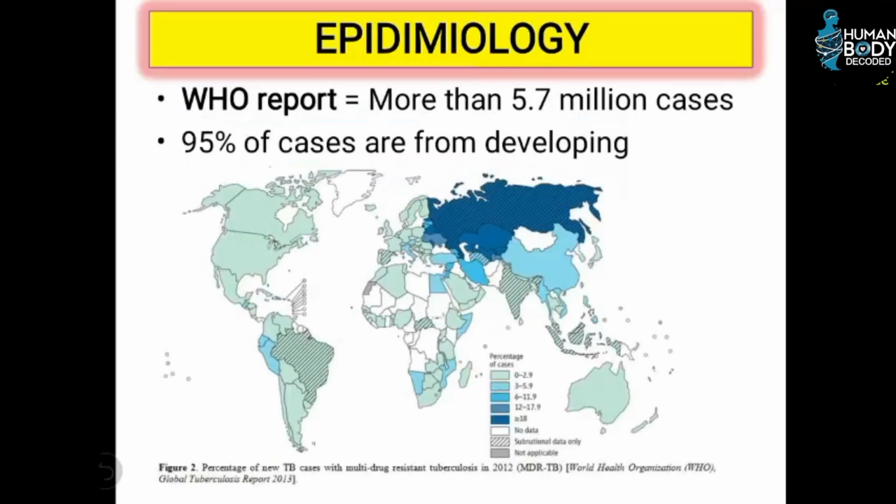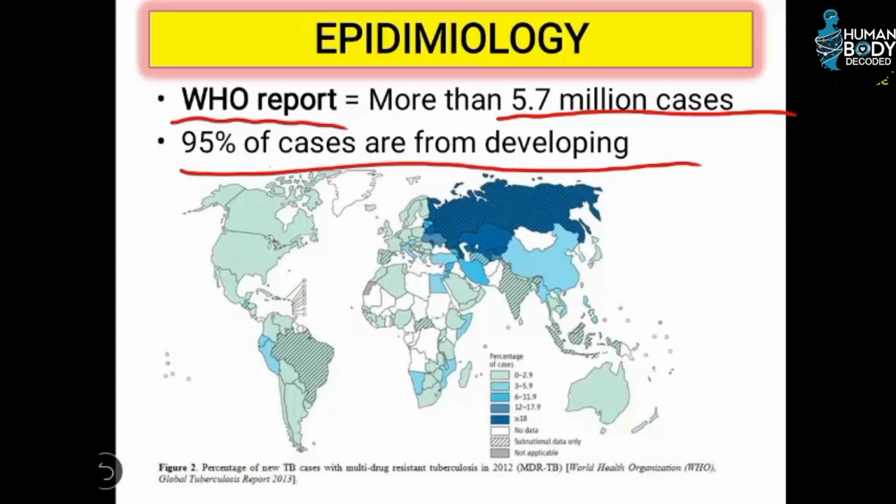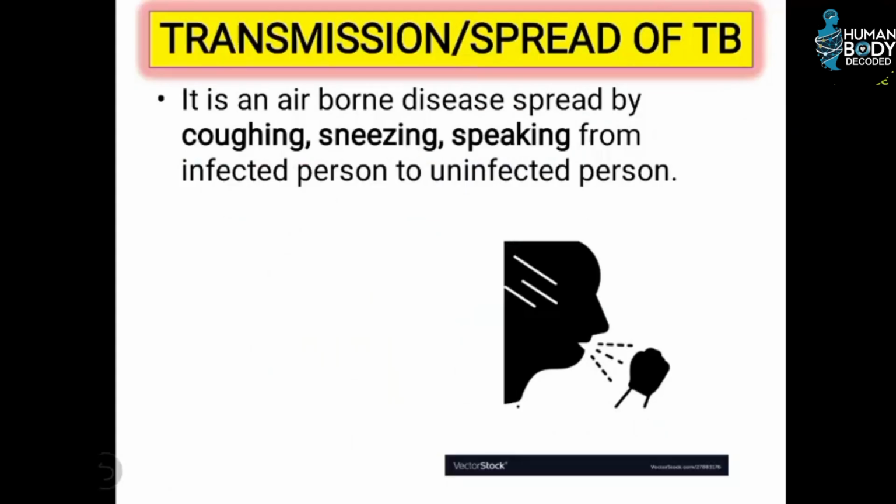Epidemiology of TB. According to the World Health Organization, WHO, there are over 5.7 million TB cases globally, most of which are in developing countries. Do you know how TB spreads? TB spreads through the air via droplets. Similar to COVID-19, when an infected person coughs, sneezes, or speaks, the droplets can enter the mouth or nose of a healthy person, causing infection.